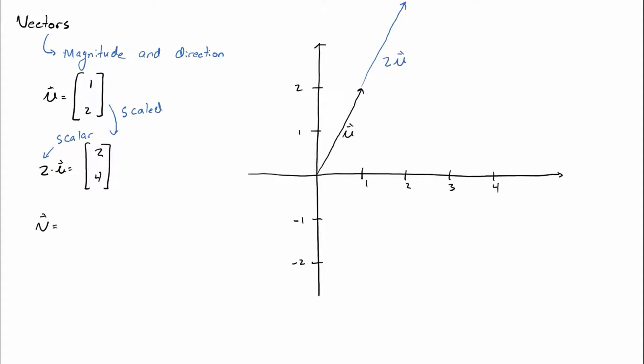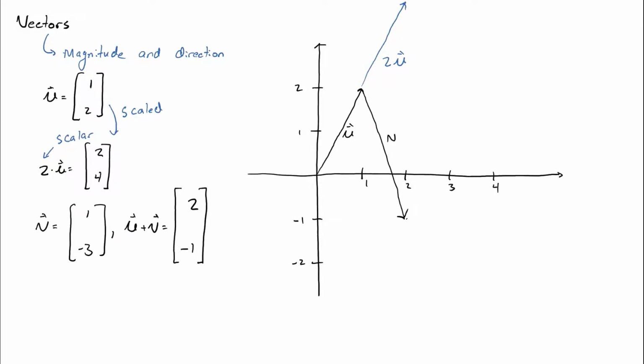If we have another vector v, which is (1, -3), we can add these to get (2, -1). To see this geometrically, place the tail of v at the tip of u and draw a new vector from the tail of u to the tip of v. This is the sum. Notice the picture matches the computation.